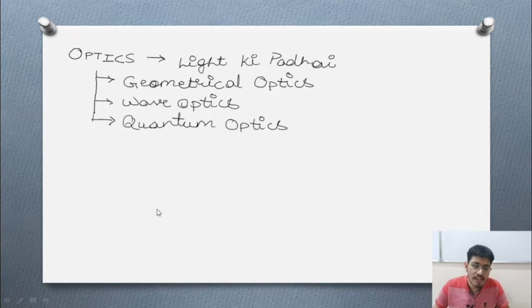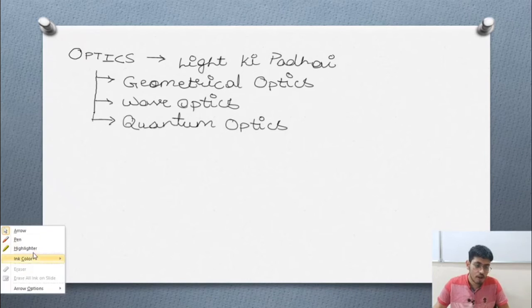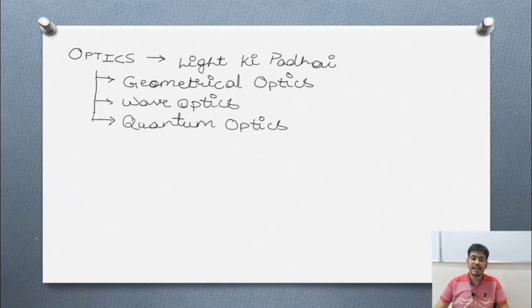Now this optics is again divided into three parts. What are these three parts? These three parts are geometrical optics, wave optics, and quantum optics. What do we mean by geometrical optics? Geometrical optics is the branch of optics in which we treat light as showing a particle nature, or light as traveling in a straight line.